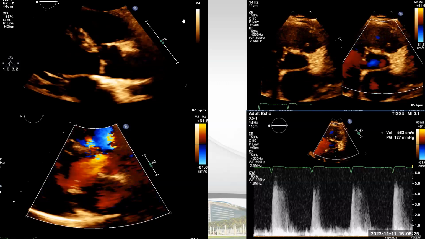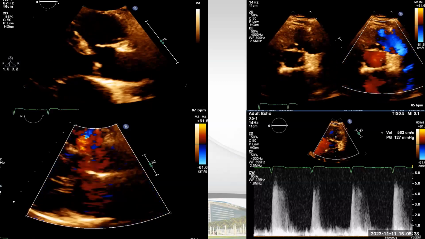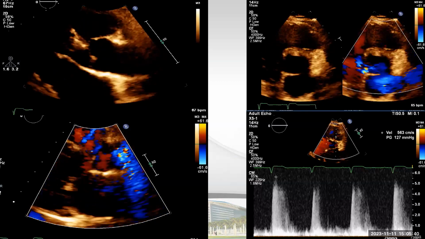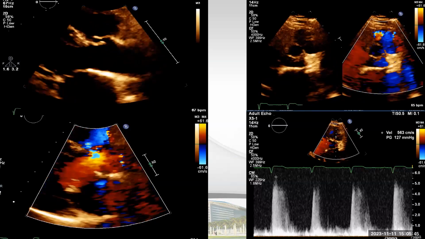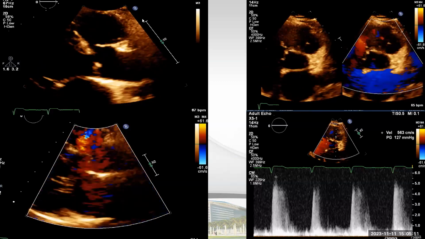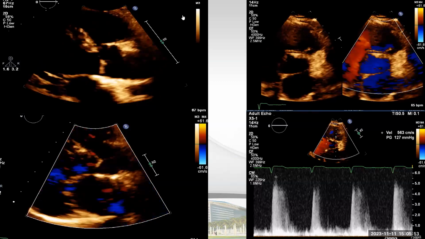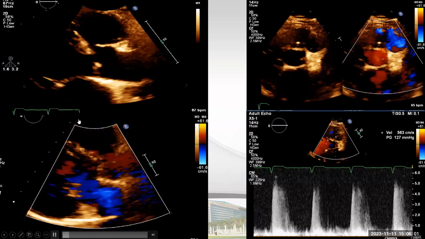Let me see. Everybody says TOF, Tetralogy of Fallot, Tetralogy of Fallot. No, no, no. It's more simple than this. VSD membranous. It is, yeah, it is VSD, but not membranous. It is very, very near to membranous.